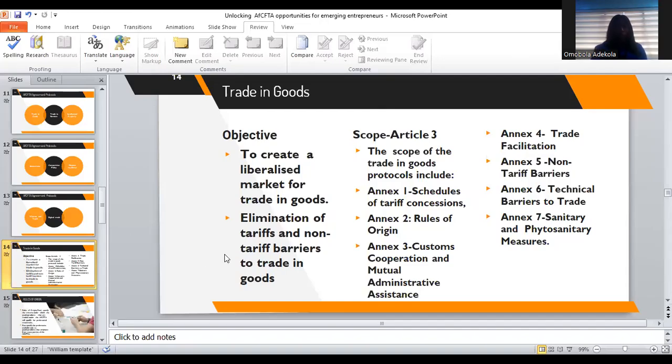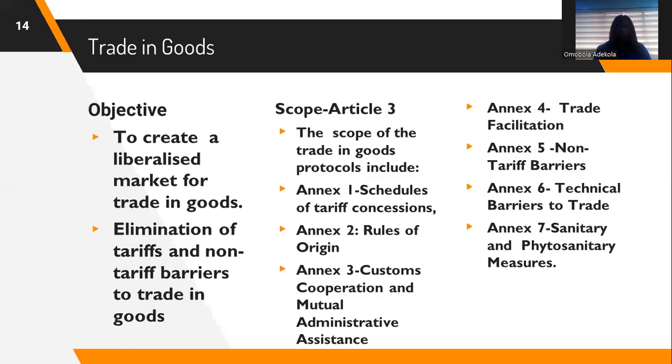Okay, so we're going to now be looking at rules of origin. Like I stated earlier, our focus is going to be majorly on rules of origin. So I've discussed the trading goods. This is the scope. They are divided into annexes. So we are going to look at the rules of origin, which are very important in respect to trading goods.